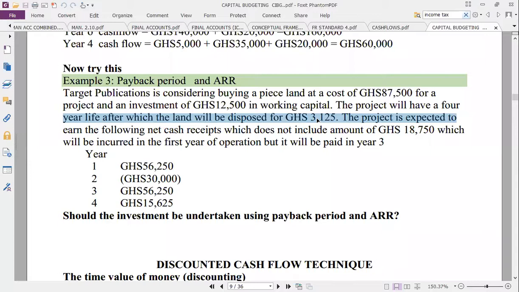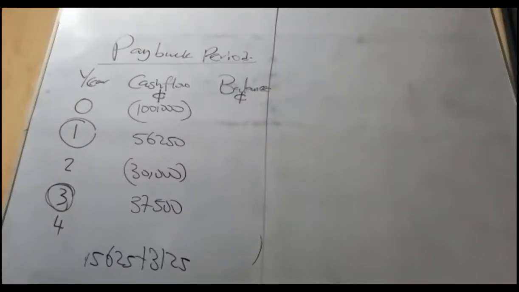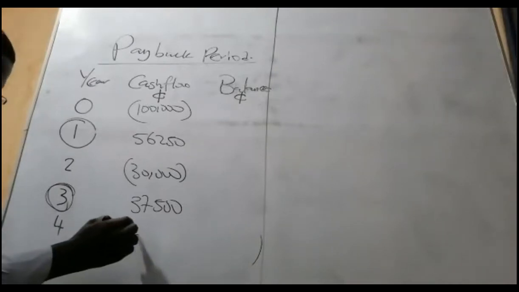So therefore, what do we do? We just have to add. So now let's go: 15,625 plus 3,125. And basically that will give us 18,750. Great. So let's go and put it down. 18,750.